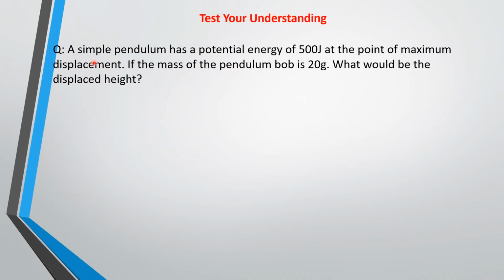This is a test question for you. Please just solve this one. A simple pendulum has a potential energy of 500 joules at the point of maximum displacement. If the mass of the pendulum bulb is 20 gram, what will be the displaced height? So remember that at that displaced height, the kinetic energy is equal to 0, and the energy that the body possesses due to the height is equal to the potential energy. So if you remember that, you can easily solve this problem and get the displaced height. So test your understanding, solve this problem.